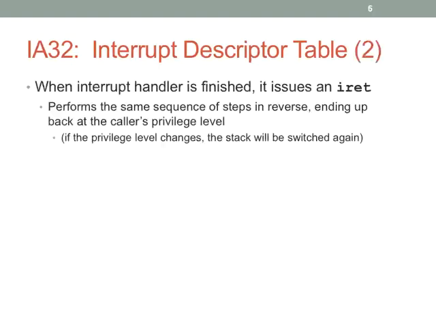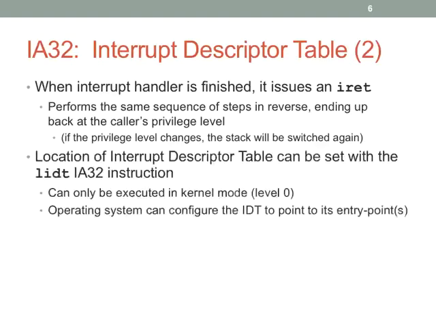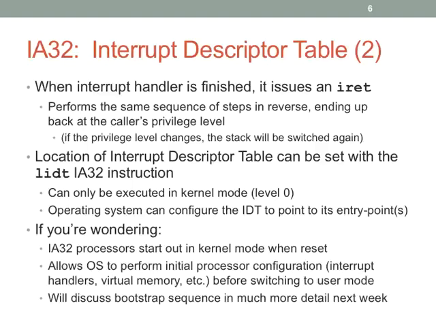When the handler is finished, it does the iret, and so that does the sequence of steps, basically getting back to the caller's privilege level. And the way that we set up this interrupt descriptor table is to use the LIDT instruction, and then that basically allows you to say this is where the interrupt descriptor table starts. So that's basically what we do there.